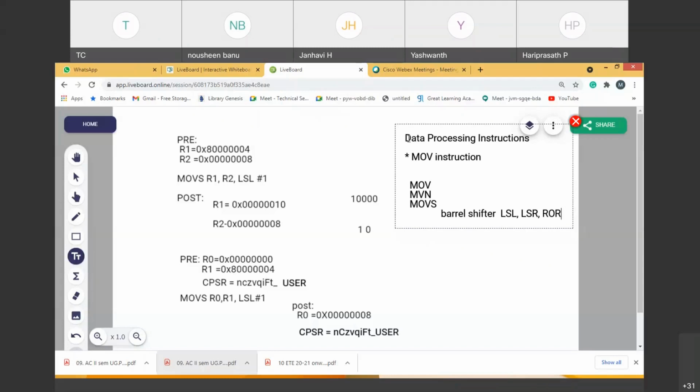So what this says is the move instruction is also associated with updating the CPSR content. That's MOVS R1, R2, LSL #1. LSL means take R2 content, left shift by 1 bit, and move that content to R1. Pre means before: R1 and R2 contents are like this. MOVS R1, R2, LSL #1 means we are left shifting by 1 bit and moving the contents to R1. Post means the result obtained. This is required for all the instructions you should write.